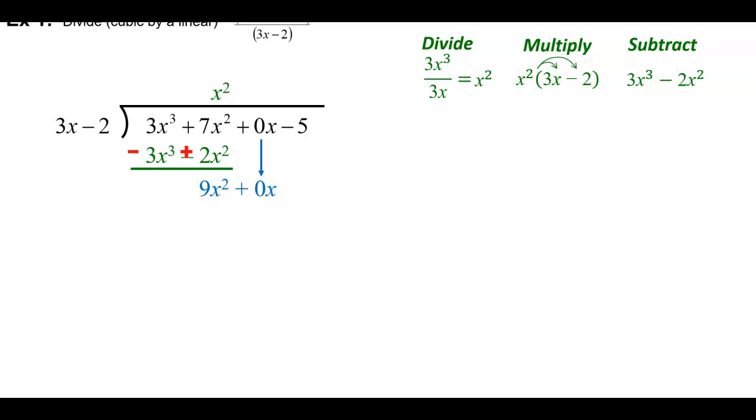So let's repeat. What's my first term here? 9x squared divided by this first term, 3x. So now we're repeating. So what's 9x squared divided by 3x? So 9 divided by 3 is 3. And x squared over x, 2 minus 1 is 1x, so x. Okay, so we're dividing those first terms.